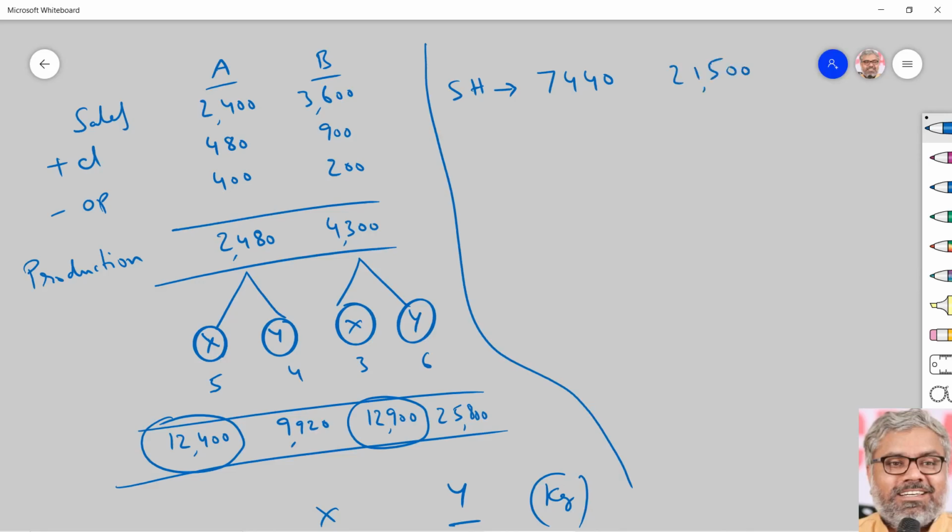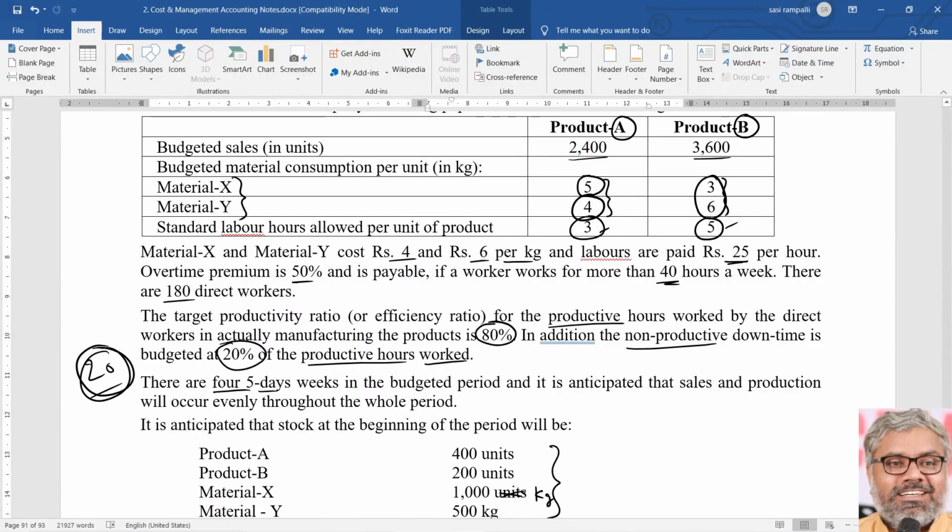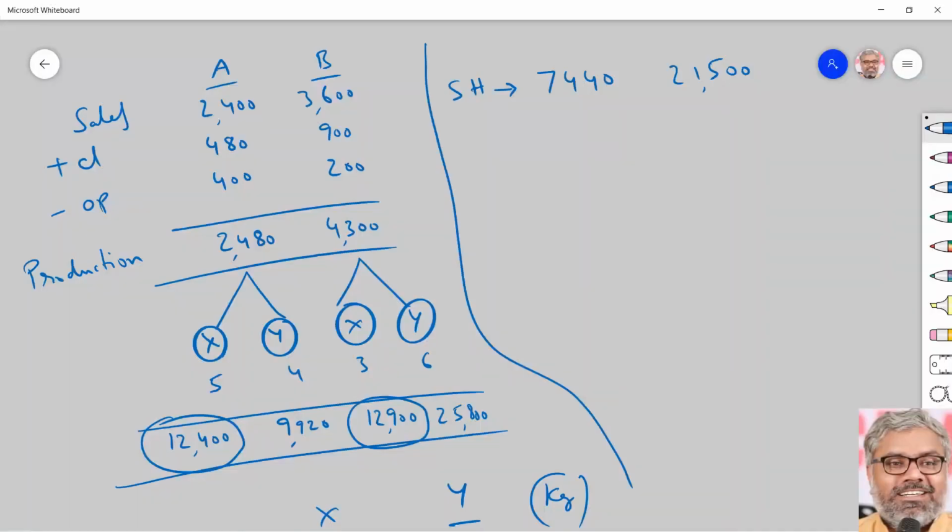But what is given earlier already in this problem, efficiency ratio is 80%. What is efficiency ratio? Standard hours divided by actual hours. That is how much? 80% he says. Then naturally actual hours will be how much? Standard hours divided by 80%, that means 0.8.